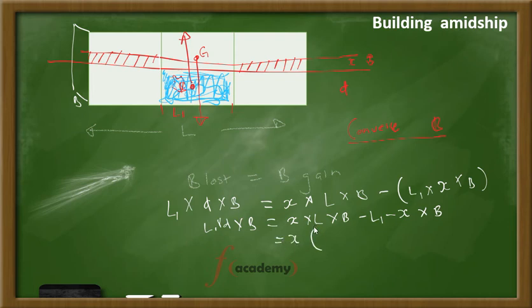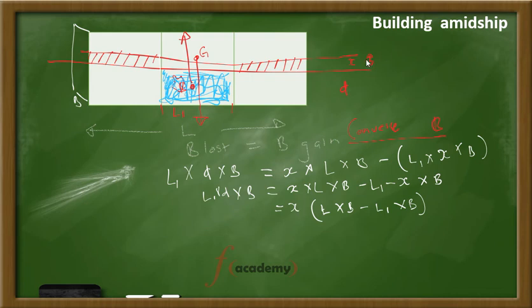Taking out x, what are we left with? We are left with the big L, length times breadth, minus the small length times breadth. Remember our x here is our change in draft, or the sinkage for our scenario. So the sinkage is x, and we took all this out. Then we can make sinkage the subject of the formula, so we divide both sides by this, and we land with x.